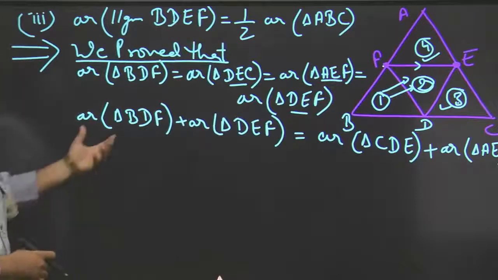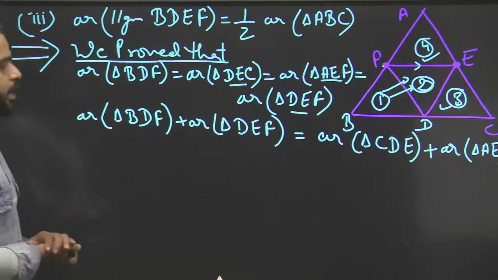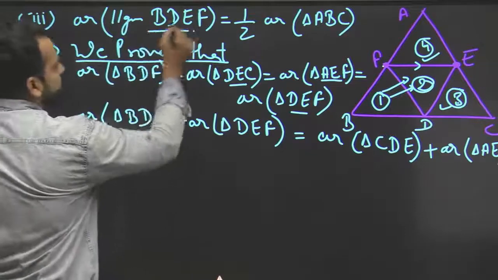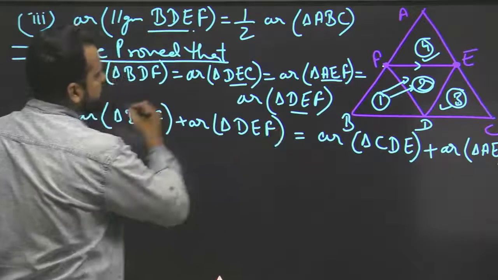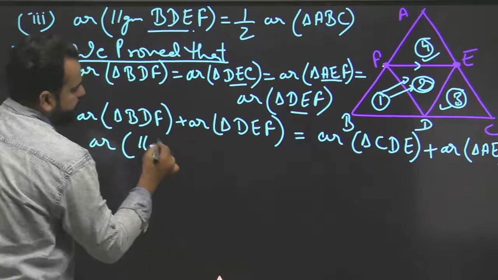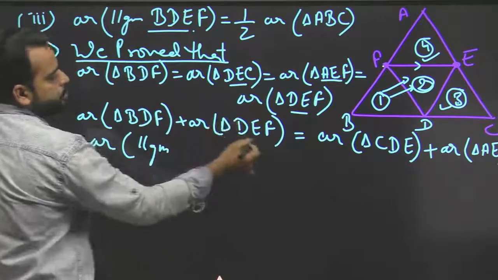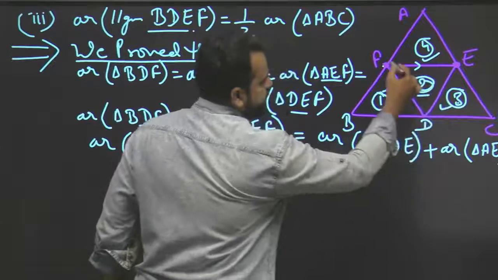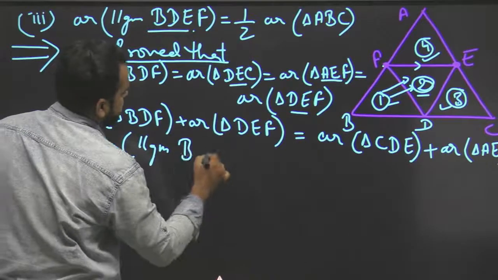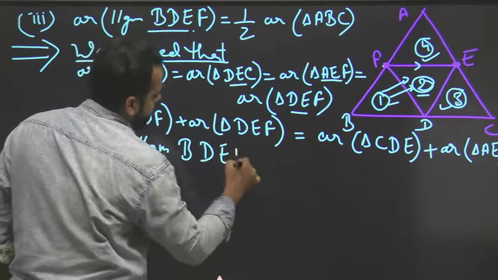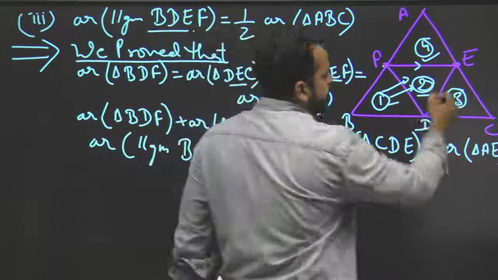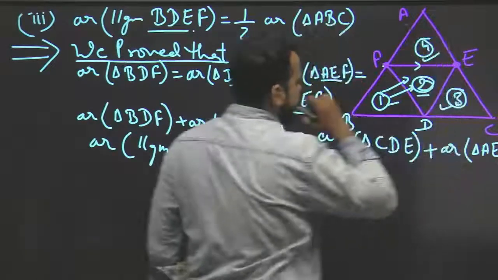Okay, now the sum of these two triangles is also equal, and we have to compare it now with the full parallelogram BDEF. The sum of these two triangles makes a parallelogram. The area of the sum of these first and second triangles makes BDEF. So we write it here, BDEF is equal to the area of the triangles CDE and AEF.